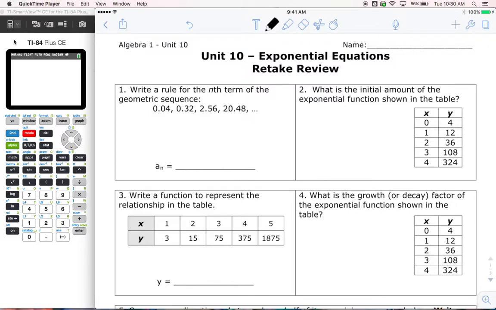Unit 10, Exponential Equations. This is your retake review. Just a quick reminder, when you do your retest, it's going to be 10 problems very similar to these, so please make sure that you know how to answer them before you take your actual retest.